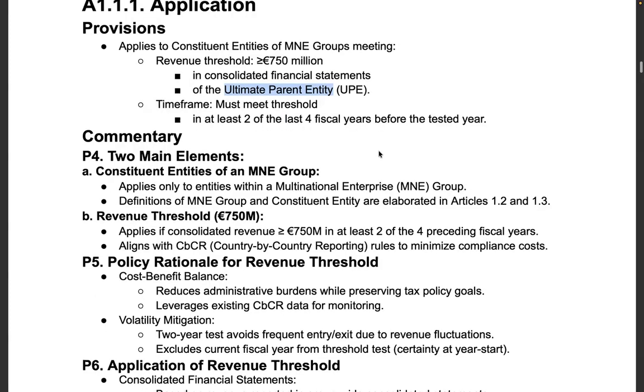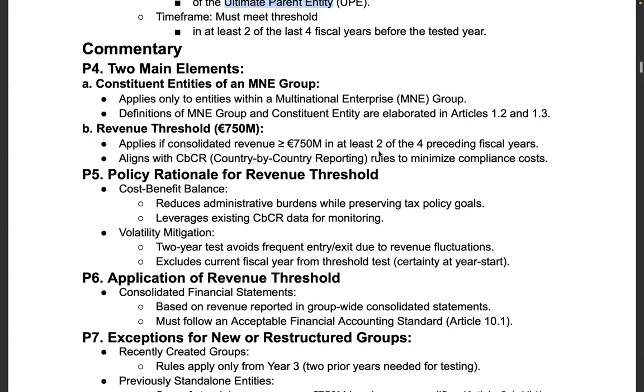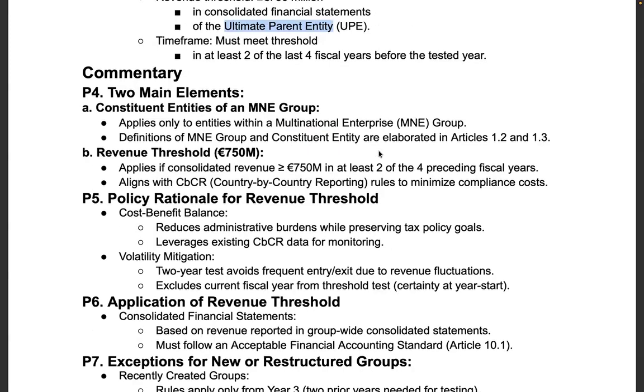Now let's look at what the commentary has been. The consolidated commentary document, which is almost 400 pages long. In that, paragraph 4 talks about two main elements: constituent entities of an enterprise, multinational enterprise group, MNE group. It applies only to entities within a multinational enterprise group. First thing: this whole BEPS Pillar 2 discussion, the framework, the rules, they apply only to constituent entities of the MNE group. First thing we should remember.